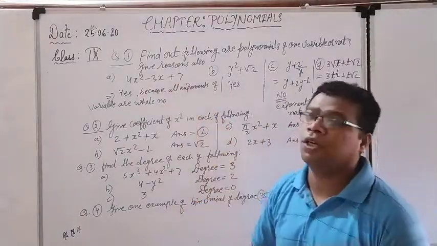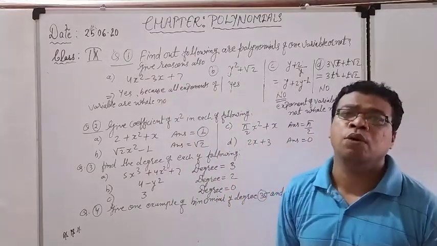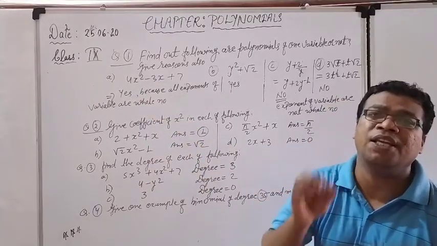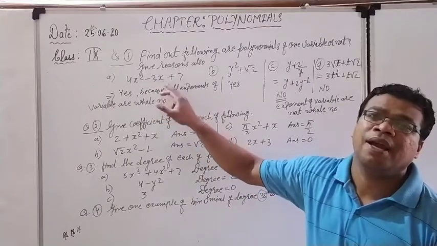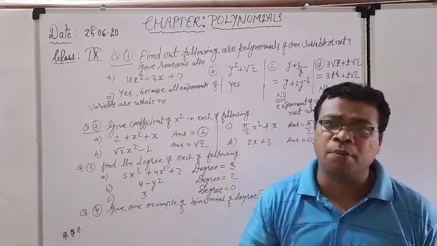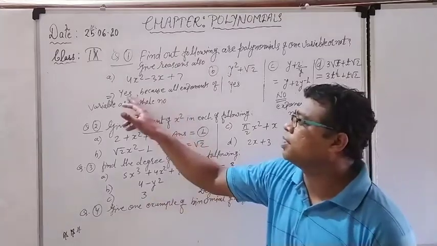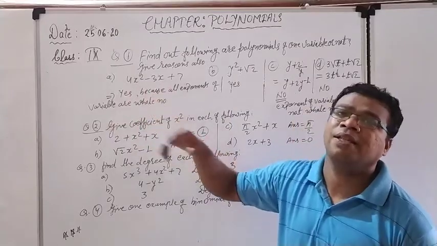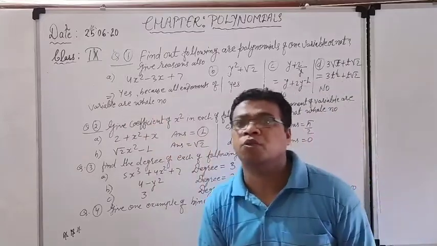Right now see the first question, 4x square minus 3x plus 7. What you have to do is only see the power of the variable in each and every term. Here the power of the variable is 2, here the power of the variable is 1, and these are whole numbers. I have told you if the powers of the variables are whole numbers, then these are considered as a polynomial. So I have written the answer yes, because all the exponents of the variable, whether there are 2 terms, 3 terms, or 1 term, are whole numbers. So this is the reason.